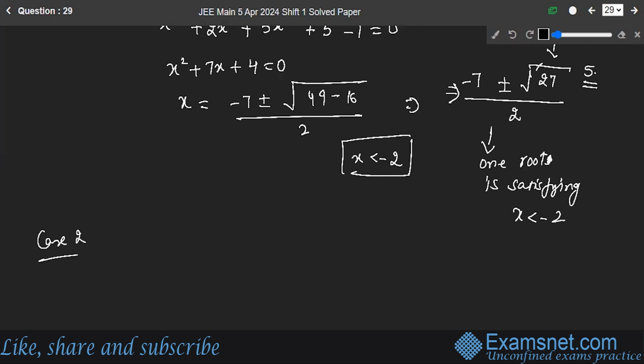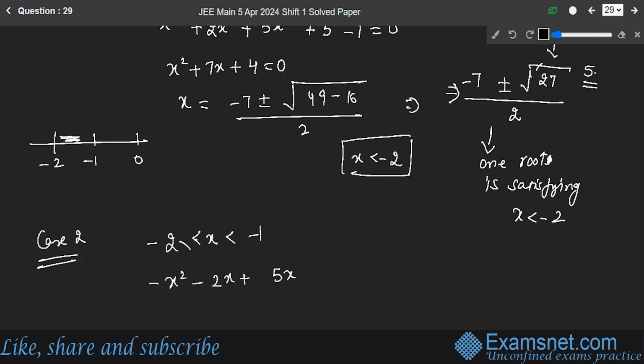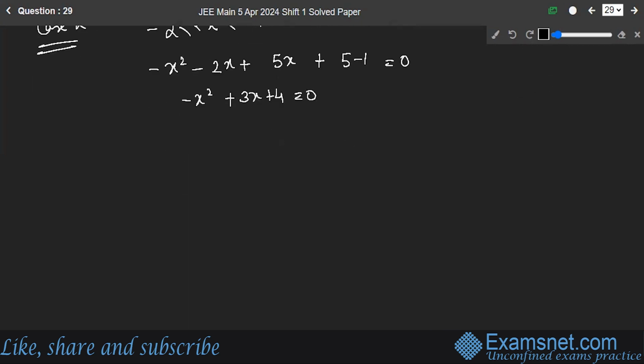Second case, when x lies between -2 and -1. See, this was your number line. This is -2, this is -1 and 0. So when x is lying in this range, this will be given by mod of x into x plus 1. This will be minus x minus 2x, 5x, 5 minus 1 is equal to 0, with signs minus, plus, and plus.